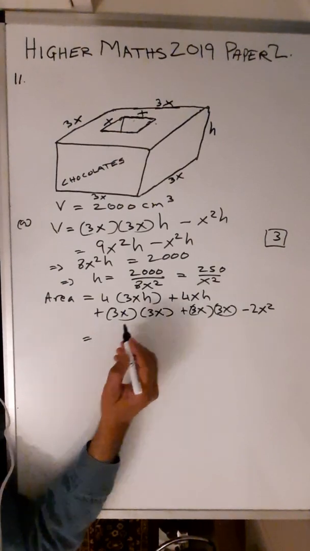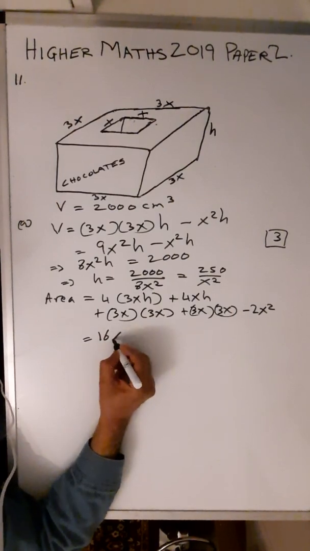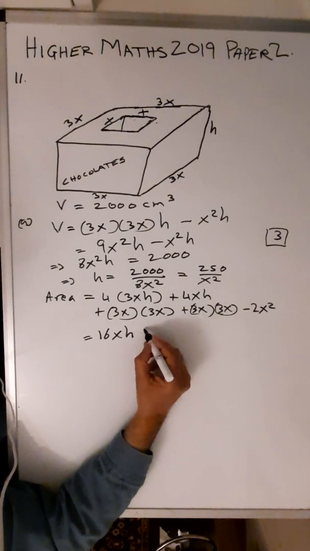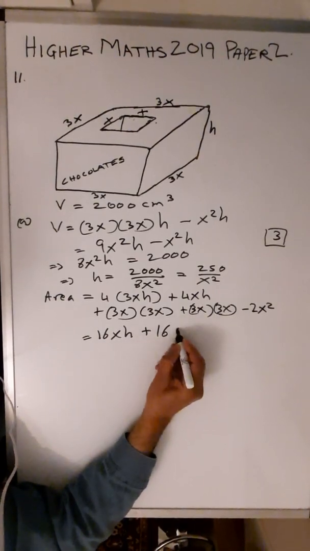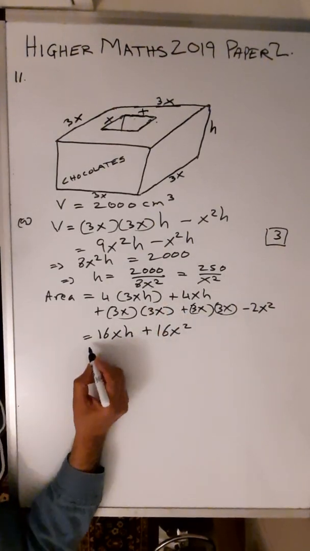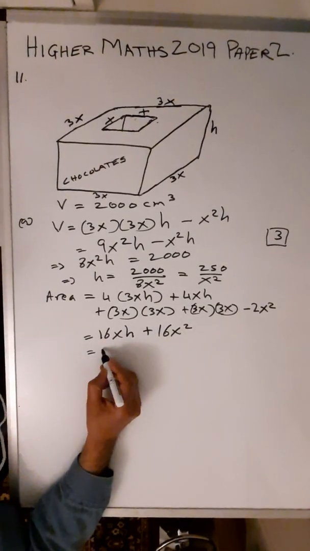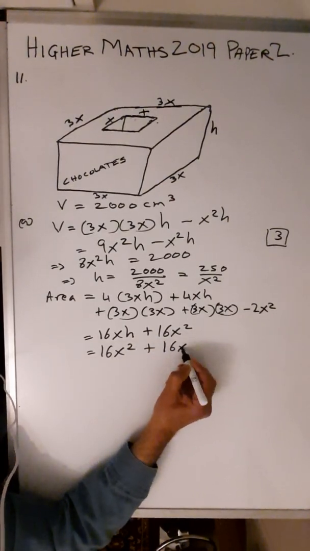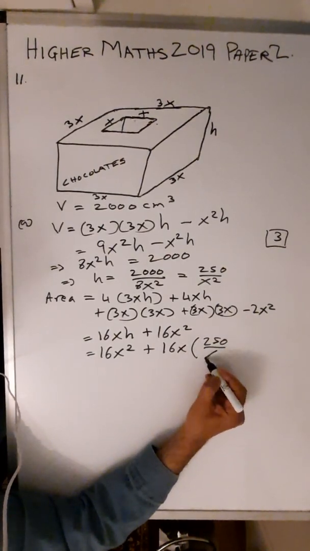So what you have in total here is 12xh plus 4xh, which is 16xh. And over here you got 9x squared plus 9x squared minus 2x squared, which gives you 16x squared. Now here you need to bring in your expression for h. So when you bring that in, you're going to end up with 16x squared plus 16x, and the h you want there is 250 over x squared.